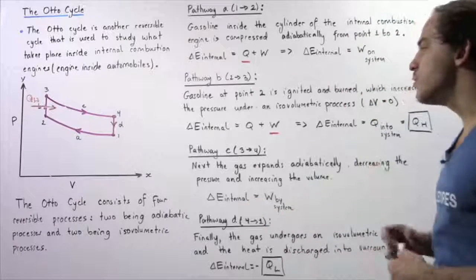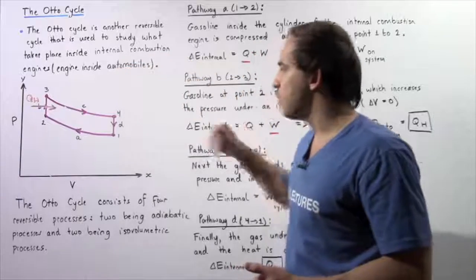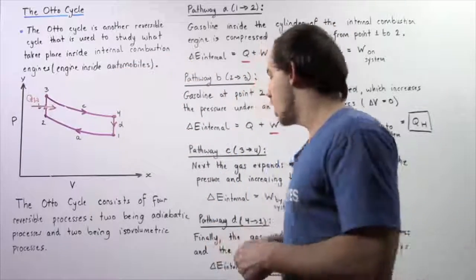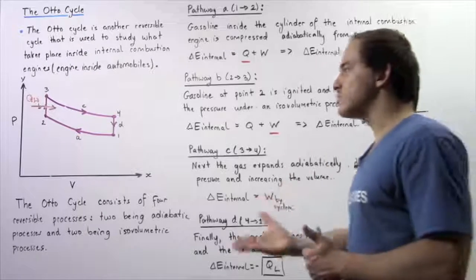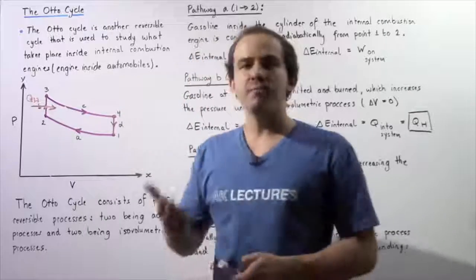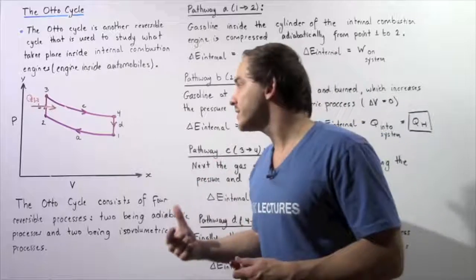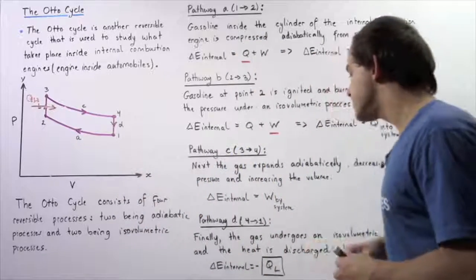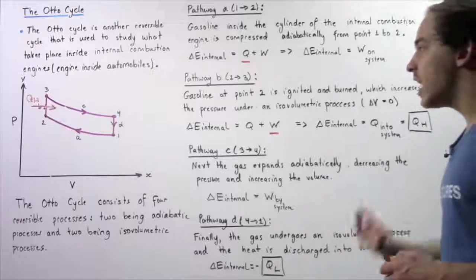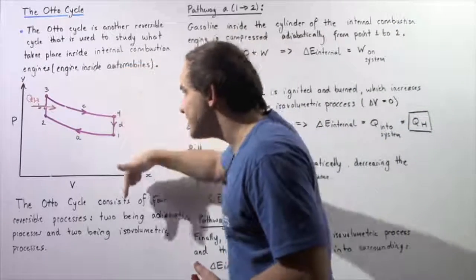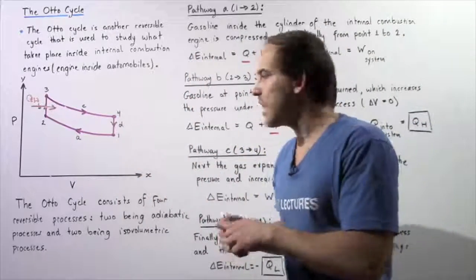And finally, let's move on to pathway D, which begins at position 4 and ends at position 1. Once again, we're dealing with an isochoric process, so our volume remains constant. Since the change in volume is 0, there's no work done by or on our system. But heat is exchanged with the surroundings. Because our pressure decreases, heat must flow out of our system into the surroundings.